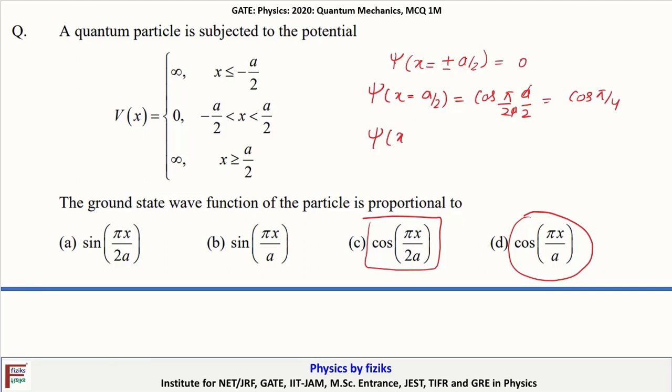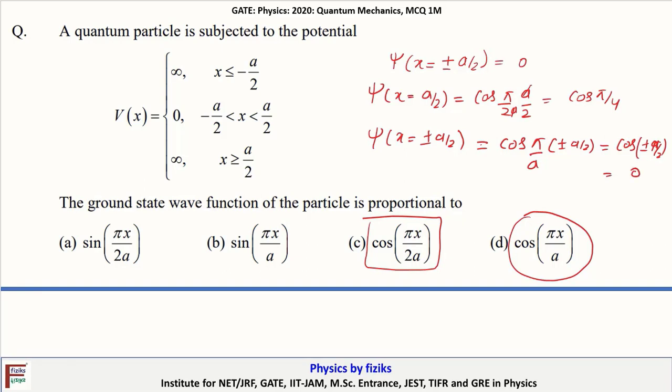Now let us substitute x equals plus minus a by 2. Cos(pi by a, x equals plus minus a by 2). In that case we would be having cos(plus minus pi by 2), and that would be 0.